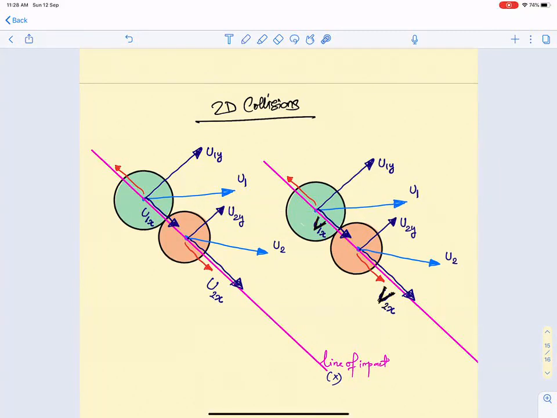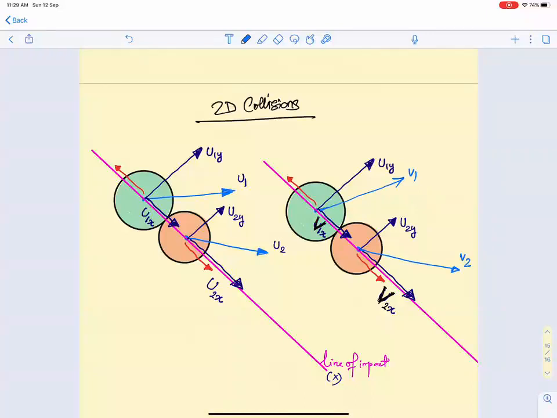Now these components will not change. u1y and u2y will not change. Why will that not change? Let me draw this at the final velocities v1 and v2 after collision. Whatever the directions are, that need not be the actual direction before the collision. It may be like this. Okay, so this is v1 and v2.